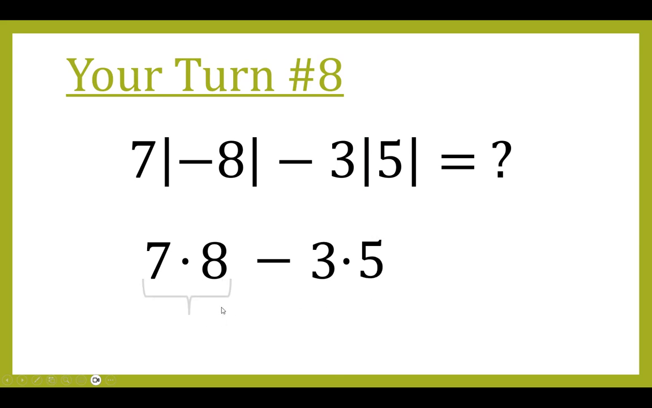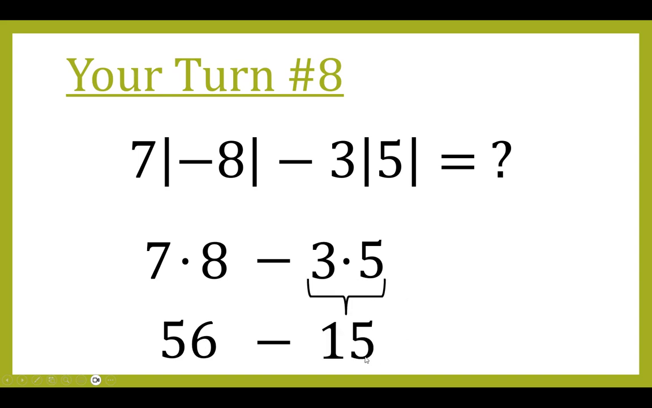7 times 8, I'm going to simplify, sorry, 7 times 8, multiply it, I get 56. I'm going to bring down my minus, and I'm going to do 3 times 5, and that gives me 15. Now I'm just going to simplify 56 minus 15, and I get an answer of 41, and that is it.